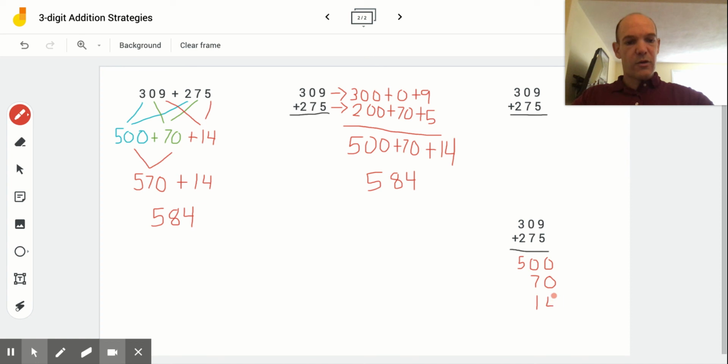And then all we do, once we've written those down, we add those up again. 0 and 0 and 4 is going to be a 4. 0, 7, 1 gives us an 8. And we just bring that 5 down because there's nothing else there. So again, 584. So that was 4 different strategies that I showed you.